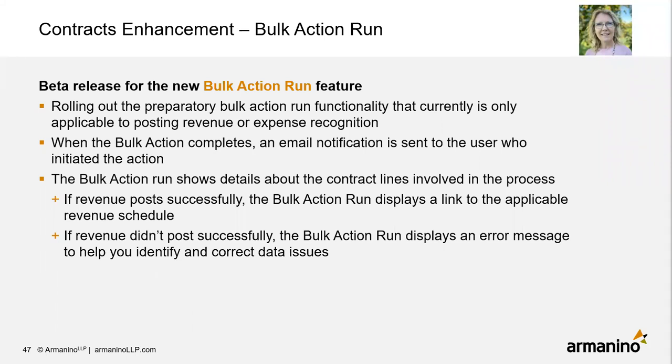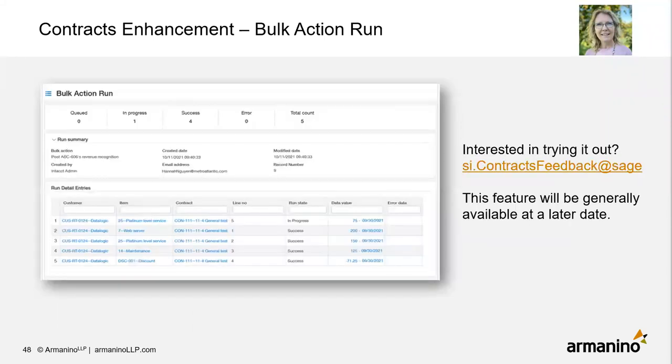So when the bulk action completes, an email notification is sent to the user who initiated the action, letting you know that it has been complete. And it shows the details about the contract lines involved in the process. So if it posts successfully, it displays a link to the applicable revenue schedule. If it doesn't post successfully, it displays an error to help you identify and correct data issues. Hopefully it's a real easy error, a message that really helps you do that.